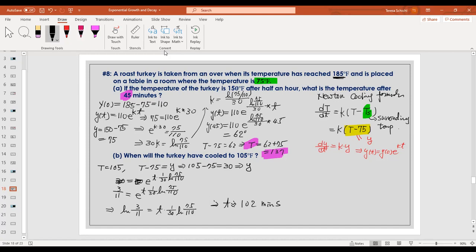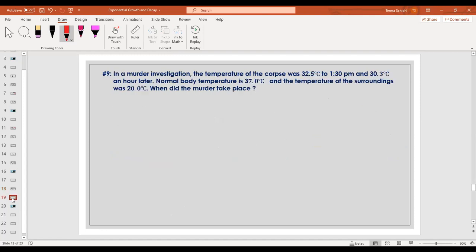Okay. All right, so it's pretty cool, right? So the thing we need to remember here is Newton's cooling formula, and be careful that the only difference is here. This is the temperature minus the surrounding temperature here. So you need to let T minus 75 be equal to the y here.